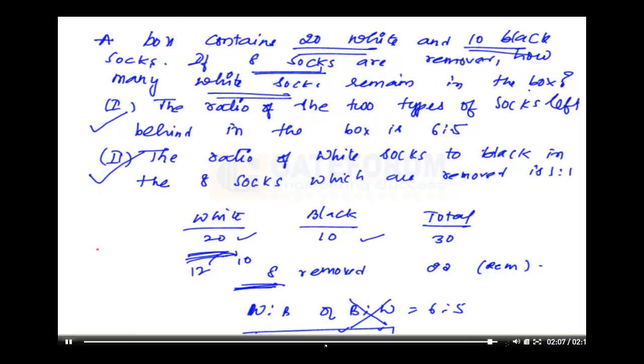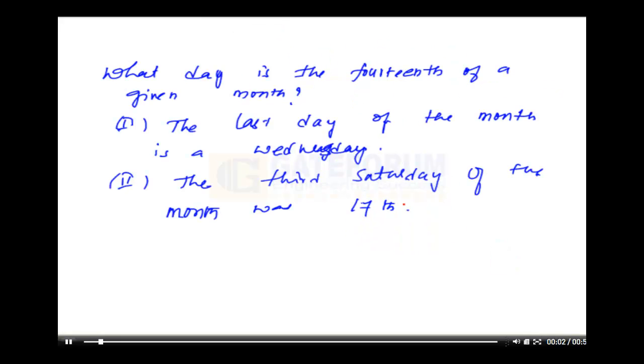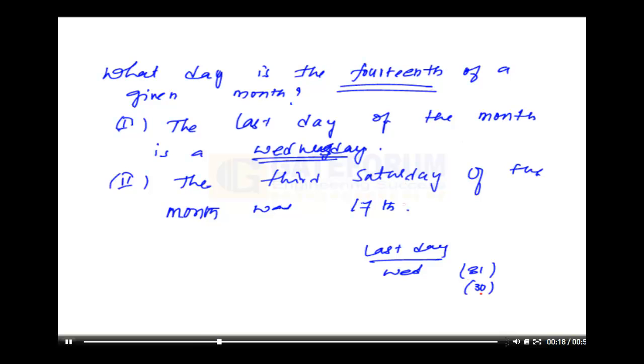So option B. Which day is 14th of a given month? Let us look into the statement 1. The last day of the month is Wednesday. So the last day is given as Wednesday. So the last day may be 31st, or it may be 30th, or it may be 29th, or it may be 28th. So depending on the month, there are different values for Wednesday. So even there will be different values for 14th of the month. So we cannot answer this question by statement 1.